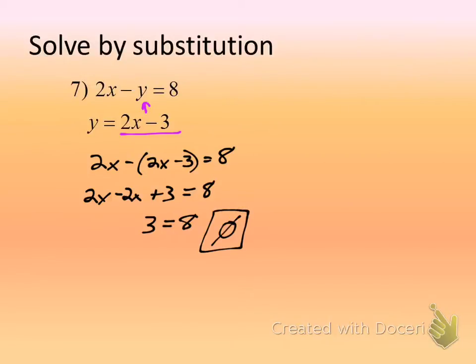You can either do that symbol or you can write it out. Okay? Because then where are these lines? These two lines, when you graph them, are going to be parallel. All right. They don't intersect at all, so you have no solution.